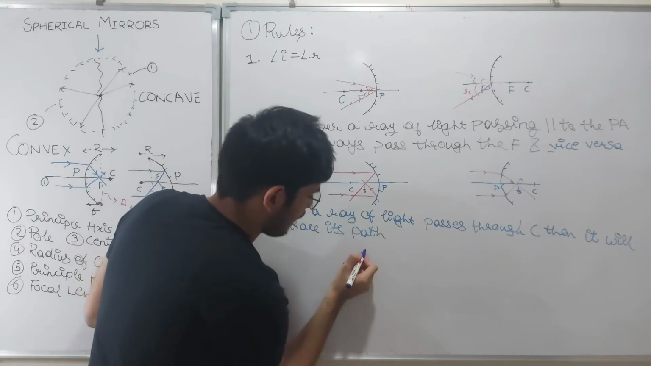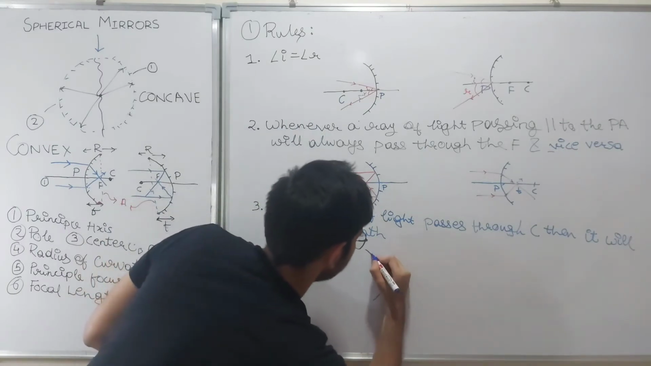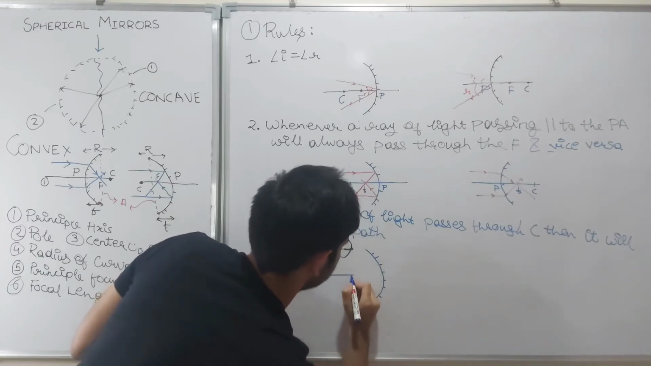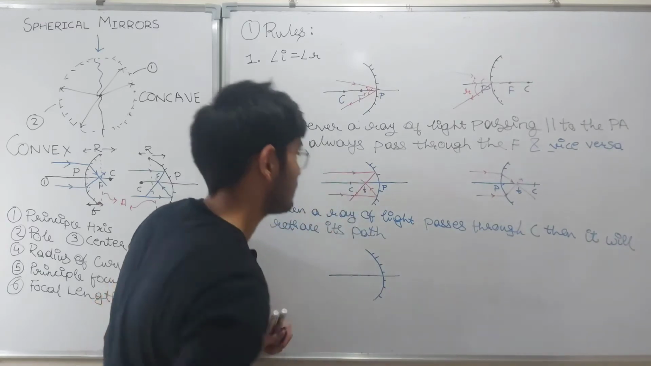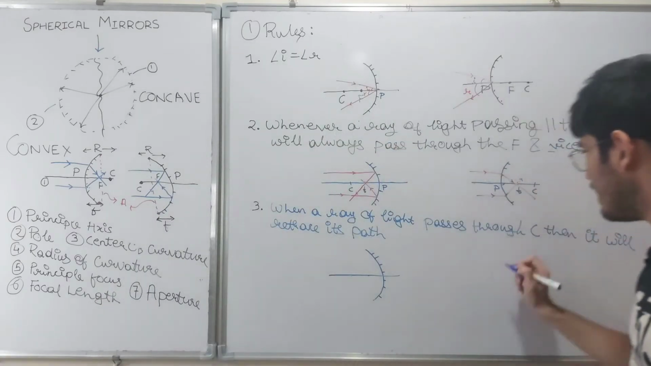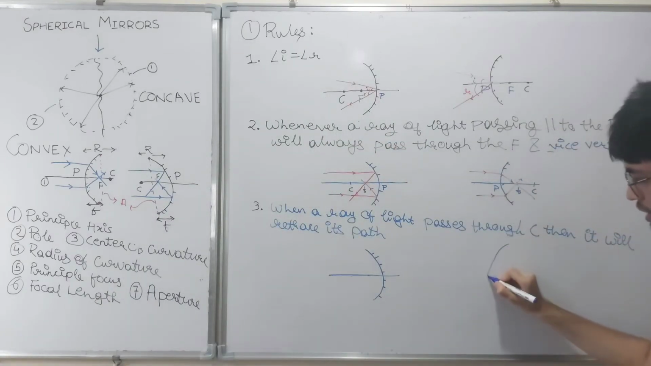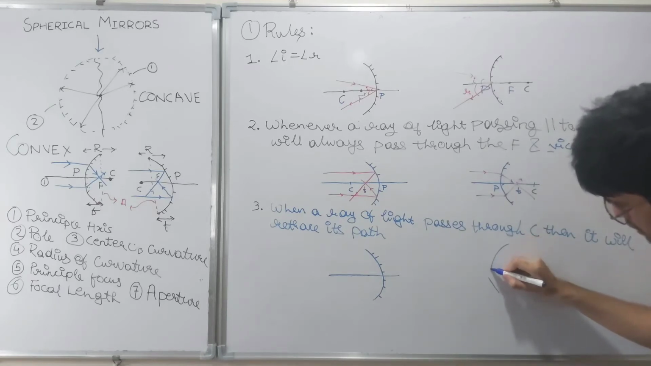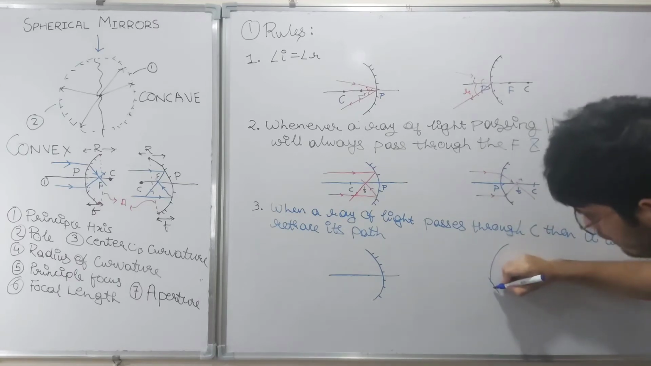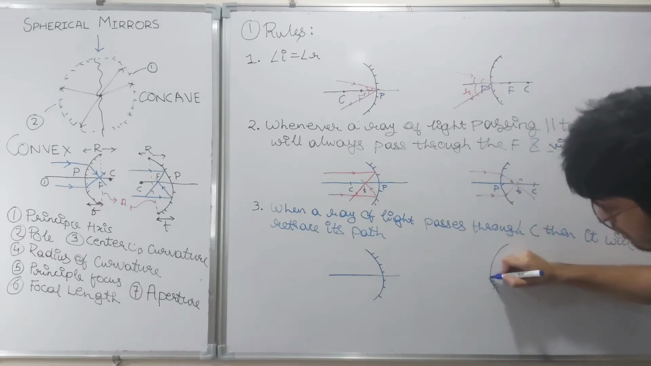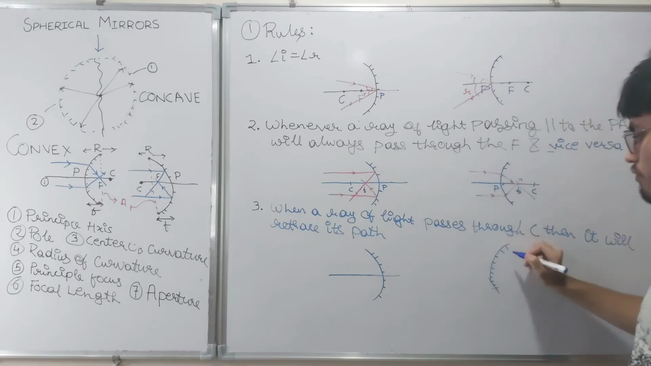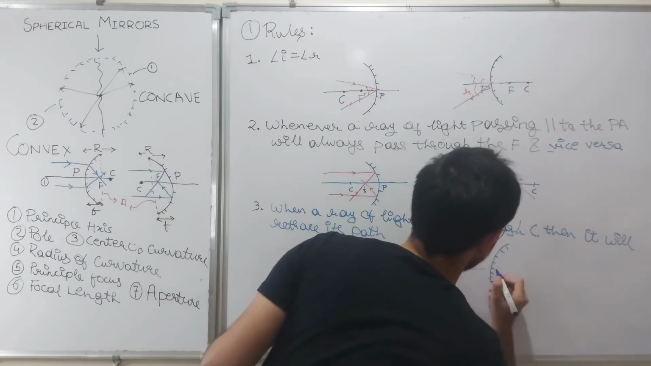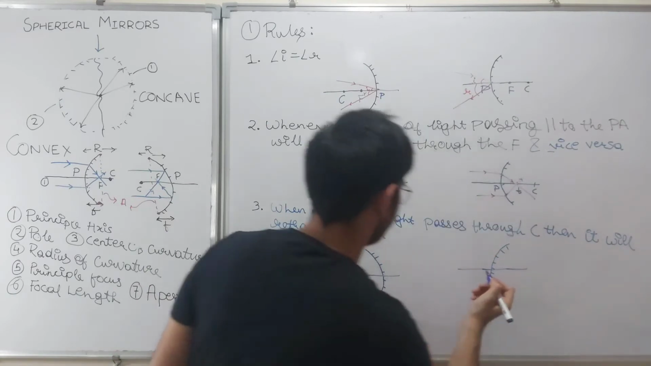Suppose that this is the concave mirror that you are having, and this is its principal axis. Then here we are having a convex mirror, simple. The shape just got distorted, so I am erasing and drawing a new one. This is a convex mirror, as you all can see. What a beautiful diagram.